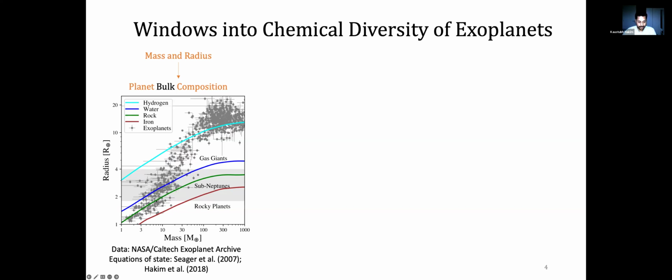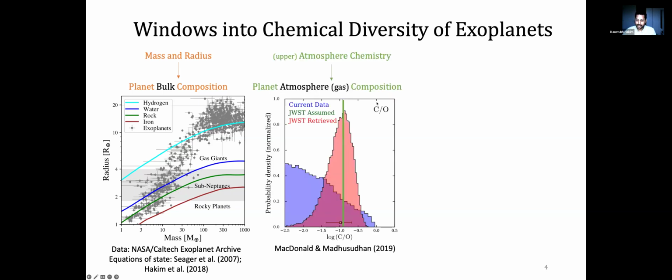Sub-Neptunes all the way extend from rocky here to somewhere in between the hydrogen and water line. But then gas giants are very close to the hydrogen line. So that's what I meant when I said that rocky planets are mostly rocky, gaseous planets are mostly gassy, but sub-Neptunes are really in between, and they potentially can have quite a diversity of compositions.